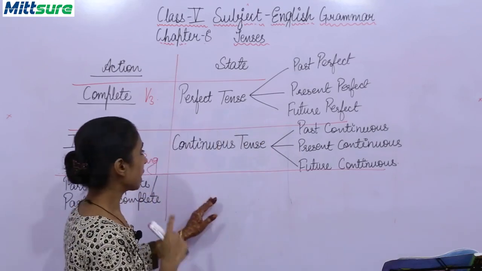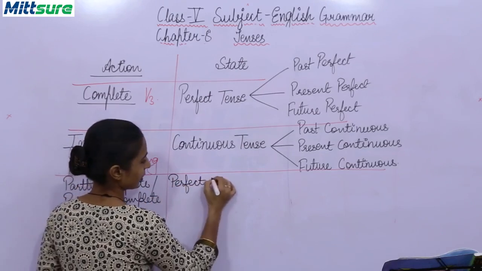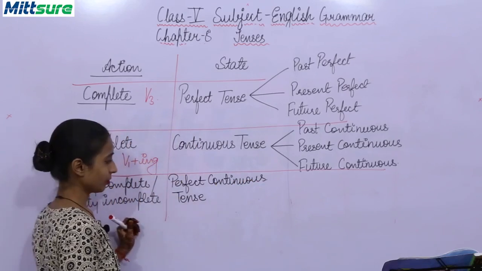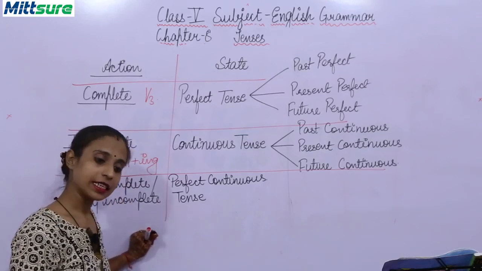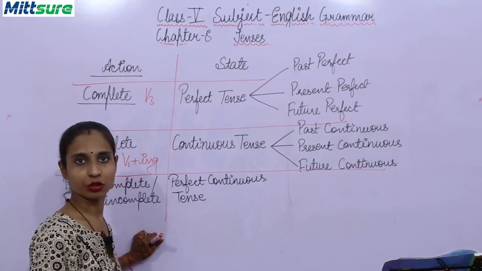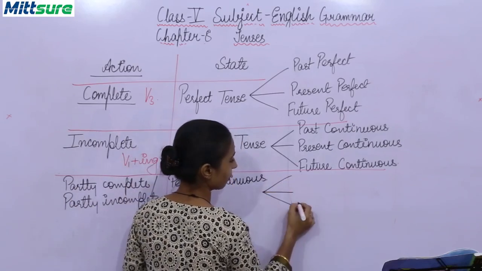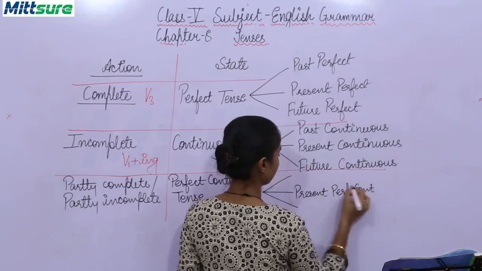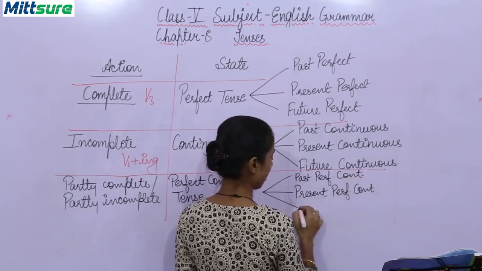That means we are using perfect continuous tense. Got my point? When I say, I have been teaching English since 8 years, that means the work of 8 years is done, but when it is going to get fully completed, that I don't know. All right? That means we are using perfect continuous tense. This is divided again into three parts: present perfect continuous, past perfect continuous, and future perfect continuous.